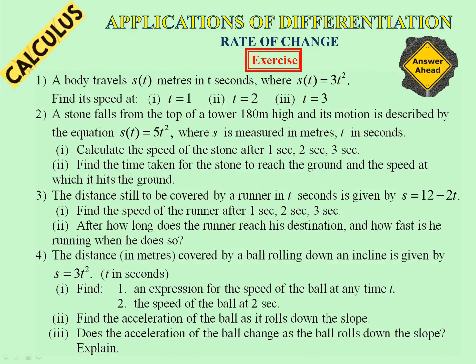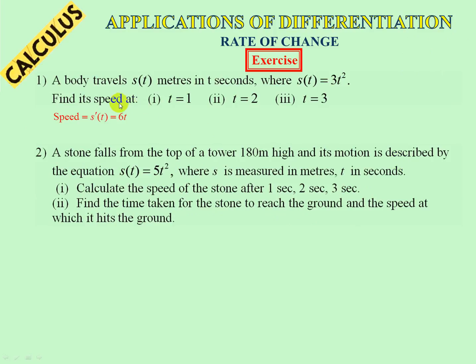Some exercises. Pause, do them yourself first. Okay. Find its speed, where s of t equals 3t squared, so speed will be s prime of t, 6t. So at 1, we're going to substitute 1, 2 we substitute 2, 3 we substitute 3.